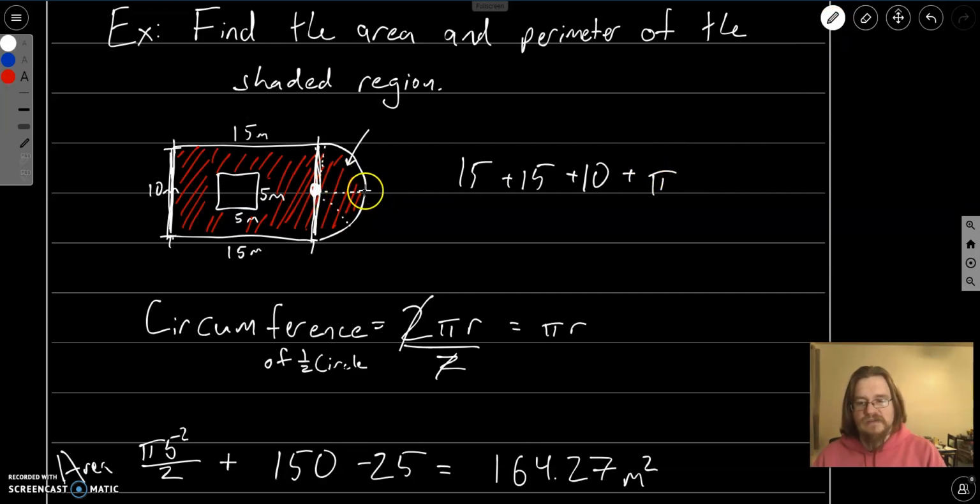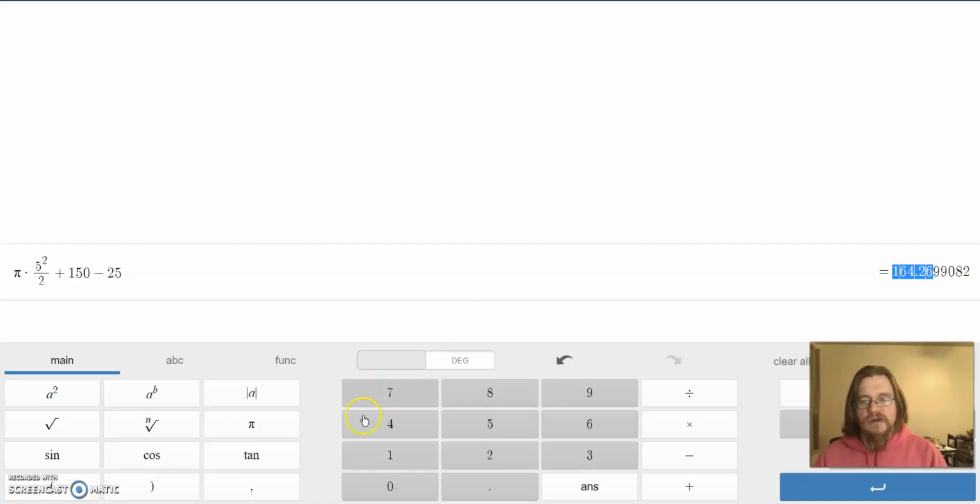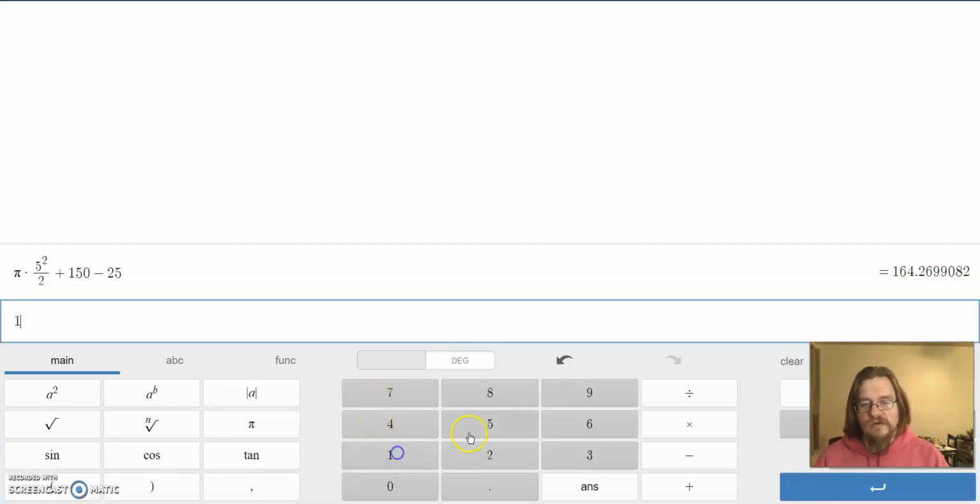And again, the radius is going to be the distance from the center of the circle to the outside, which I can go from the center of the circle to the outside being the top. It's going to be half of 10, which is 5. So there it is. And then I can do the same thing I did before. I can come to my calculator. I can go 15 plus 15 plus 10 plus pi times 5.